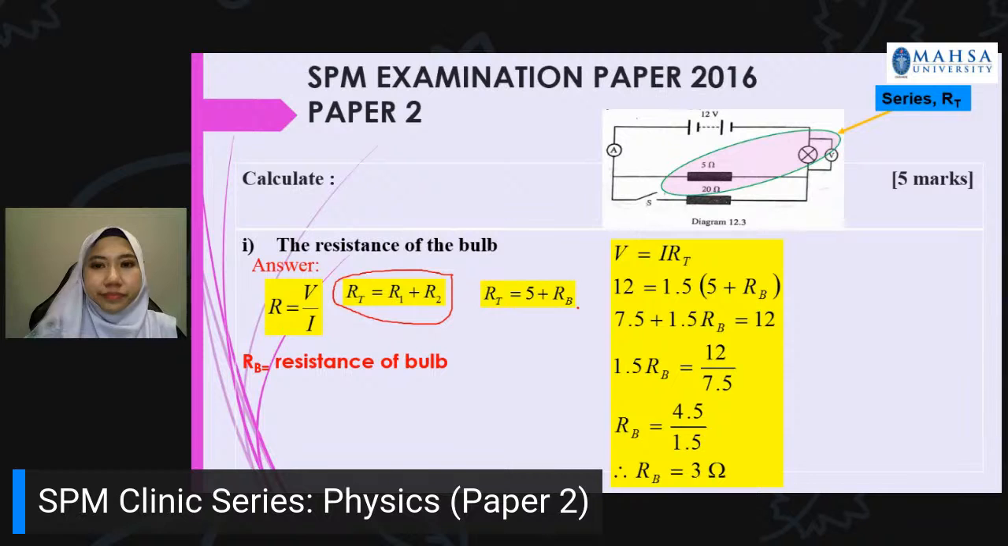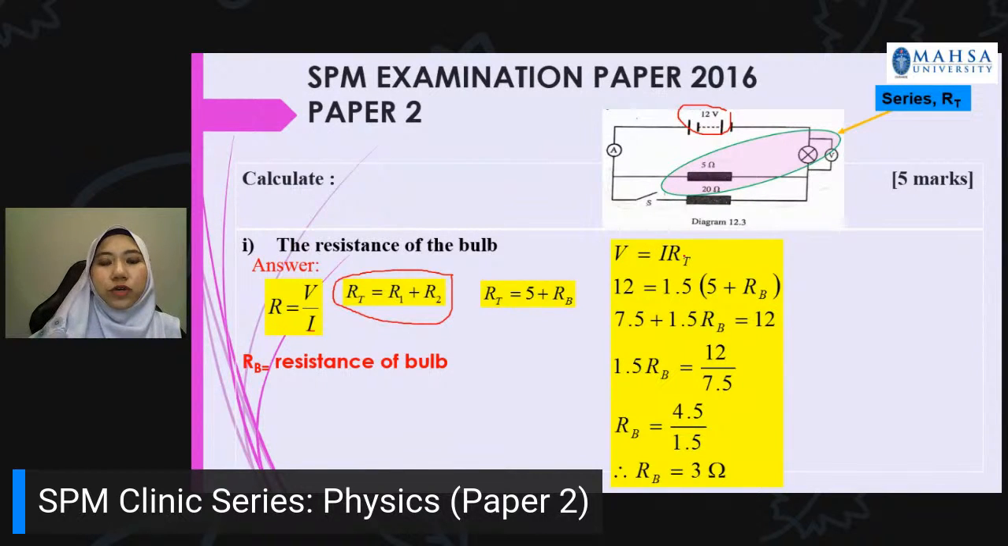Next, you are given the value of the current flowing in your circuit, and you are given the value of the potential difference, or the voltage, of your battery, which is 12 volt here. So first you need to apply Ohm's law, which is V equal to IR, or R equal to V divided by I. Here you have V equal to I RT.